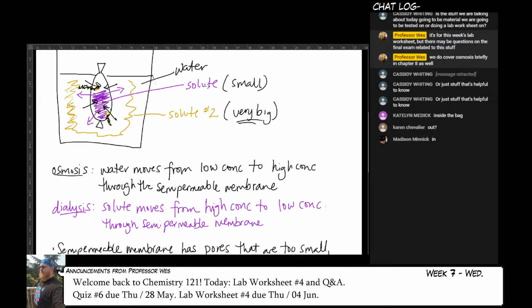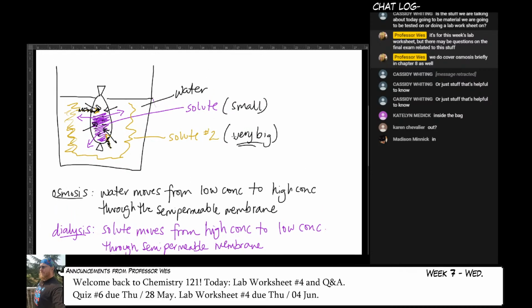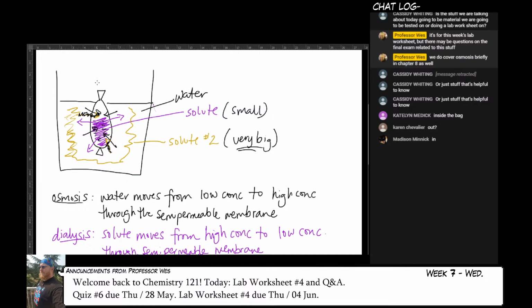And then for water, water is actually a really easy test. What we do is, in order to see if water has moved into or out of the bag, you weigh the bag before and after osmosis.